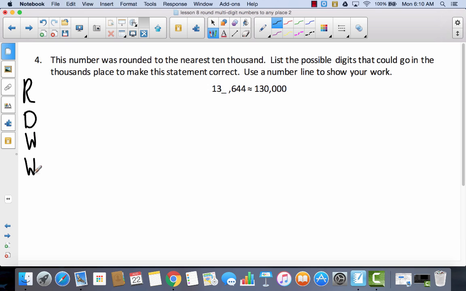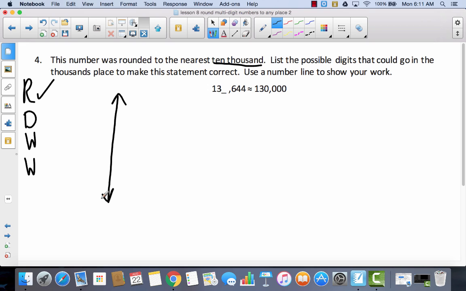RDWW. This number was rounded to the nearest 10,000. List the possible digits that could go in the thousands place to make this statement correct. Use a number line to show your work. All right, so we read. Now it tells us again to draw a number line. So we're going to draw a number line. Now this one's a little bit different because we're not taking a number and rounding it. We're actually trying to think backwards. So we have a number that rounded to 130,000, and they were rounding to the nearest 10,000s.